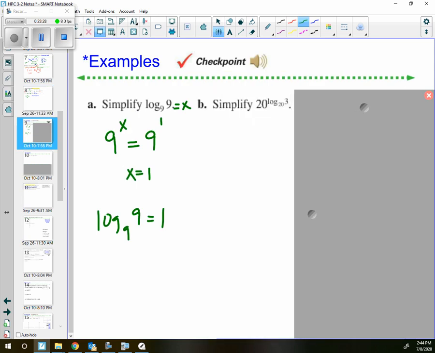All right, let's take a look at the next one. Looks super complicated again. 20 to the log base 20 of 3.